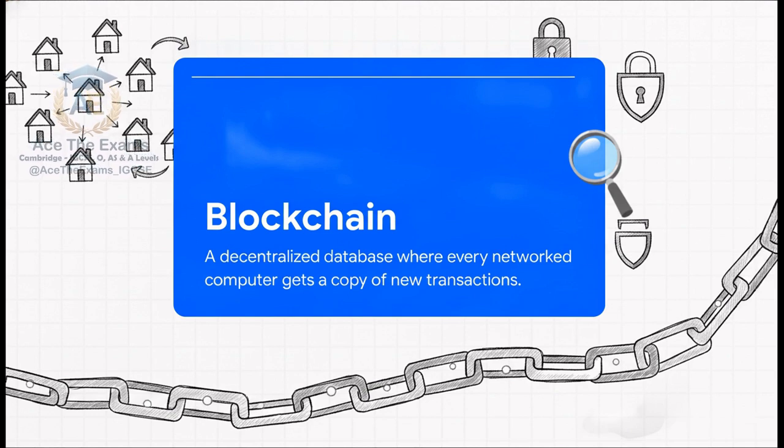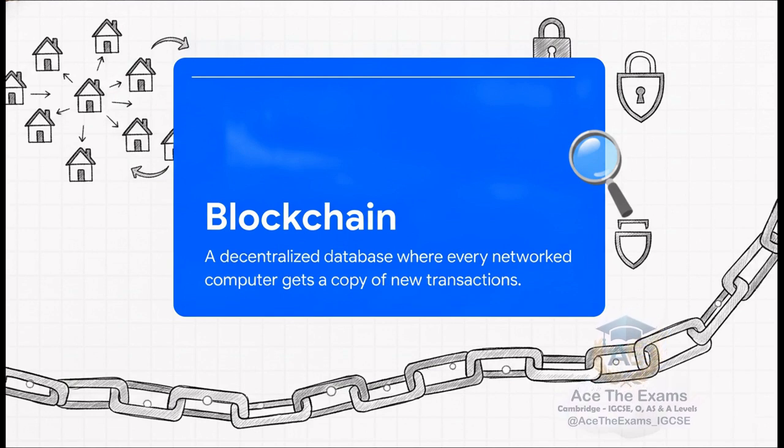But a blockchain, it's a completely decentralized database. When a transaction happens on a blockchain, every single networked computer in the entire system gets a copy of it. And that's a real game changer because it removes the need for state control or central banks, and it tackles huge security issues by making all transactions totally public and traceable.